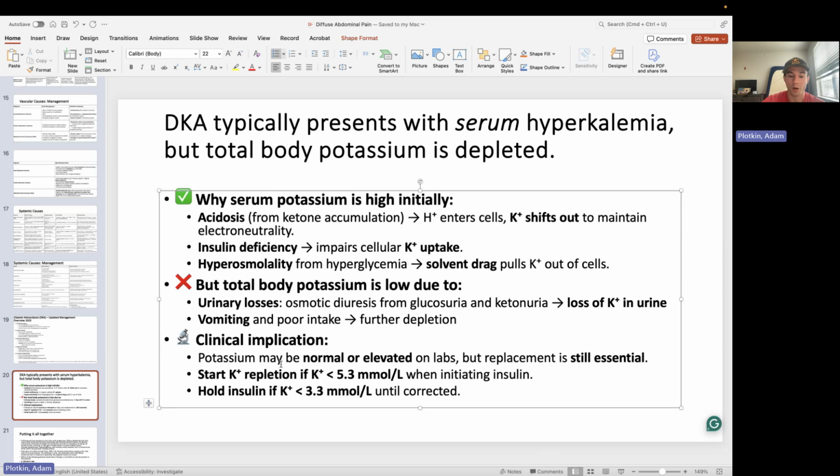So our clinical implication: potassium may be normal or elevated, but replacement is still probably going to be essential, right? We're going to start the potassium repletion if the potassium is less than 5.3. And we're going to hold the insulin if the potassium is less than 3.3. So again, as long as the potassium is greater than 3.3, we can start insulin, but we're going to need to replace, right? If the potassium is, let's say, 5, we're good to start the insulin, but we're going to need to replace because the potassium is less than 5.3. If the potassium is, let's say, 3, we're not going to give them insulin because that's going to make their hypokalemia even worse. We're going to replenish, and then we're going to give insulin.